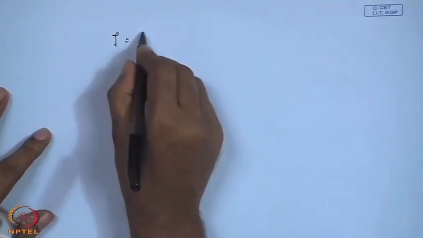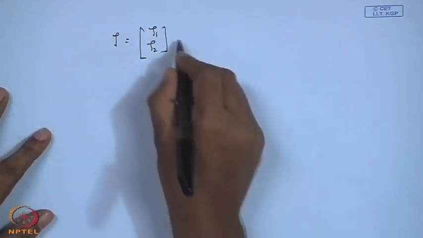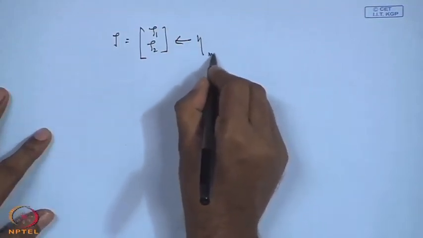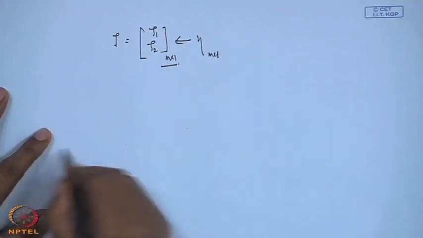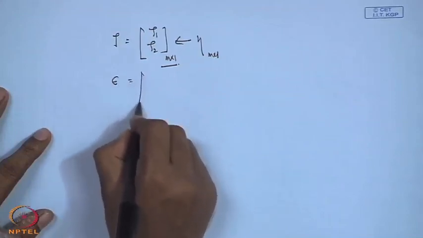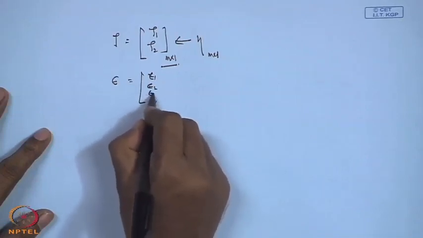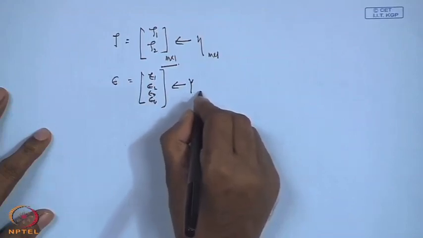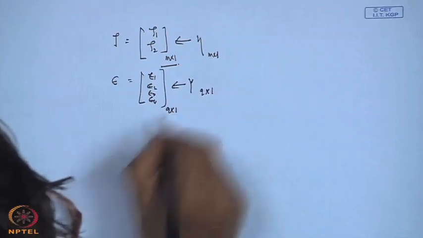Zeta is nothing but the error terms, in this case zeta 1, zeta 2, related to eta. So, depending on the eta, if eta is m cross 1, this also will be m cross 1. Then another one is your epsilon, related to epsilon 1, epsilon 2 to epsilon 4. This is related to your y, it all depends on the value of y. So, this will be same.